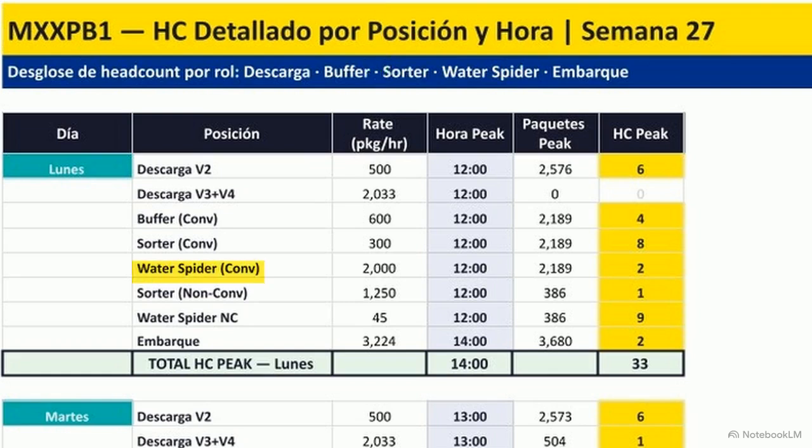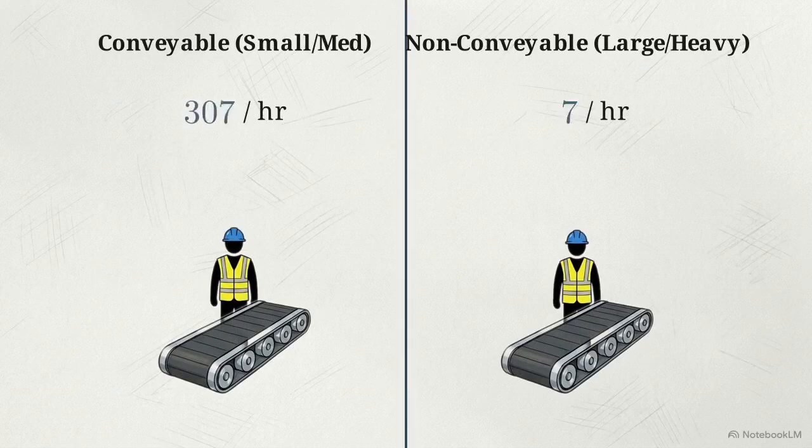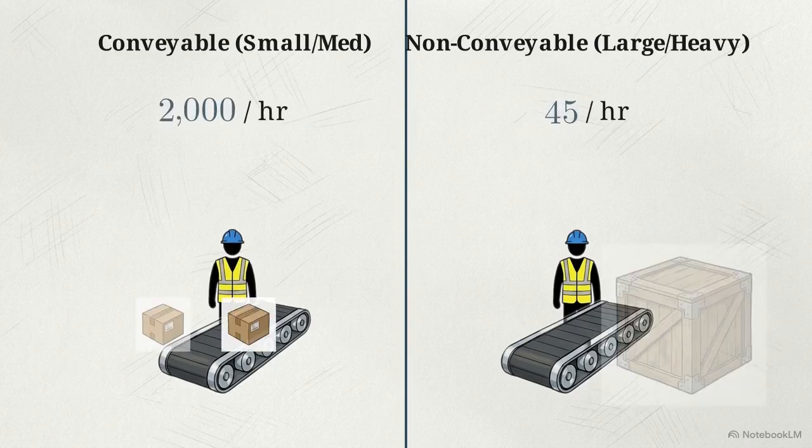Look at the water spider role, the worker responsible for securely wrapping packages. A single water spider can process 2,000 small, conveyable items in 1 hour. But if the volume shifts to large, heavy, non-conveyable items, that same person can only process 45 packages per hour.